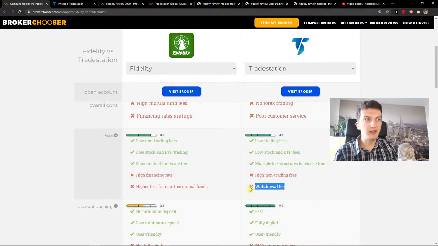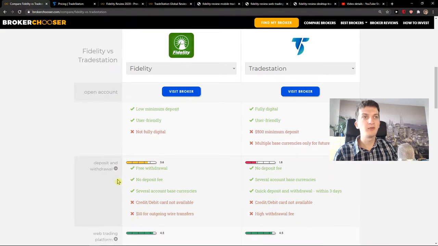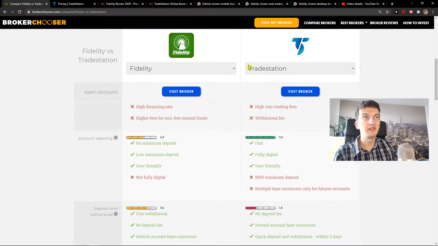Now, TradeStation has a withdrawal fee. So what does it mean? Every withdrawal in a month, the first one is going to be free, but then every withdrawal is going to cost you $10. So if you want to day trade or whatever, and you would like to withdraw 3 times per month money from TradeStation, the first is free, and then you're going to pay $10 for every withdrawal. That's important. Now, on deposit and withdrawal at Fidelity, you have only $10 for outgoing wire transfers. Just worry about that.